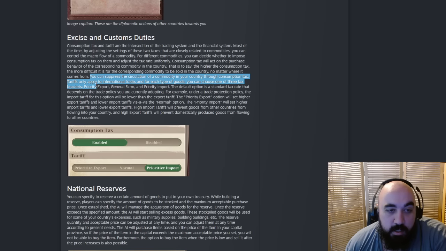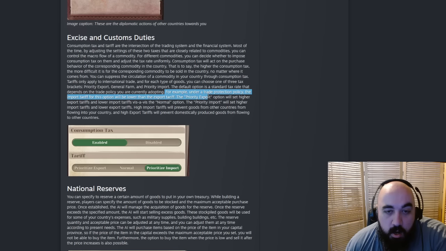Tariffs only apply to international trade, and for each type of good, you can choose one of three tax brackets: priority export, general, and priority import. The default option is the standard tax rate that depends on the trade policy you're currently adopting. For example, under a protection trade policy, the import tariff will be lower than the export tariff. The priority export option will set higher export tariffs and lower import tariffs vis-a-vis the normal option. The priority import will set higher import tariffs and lower export tariffs.